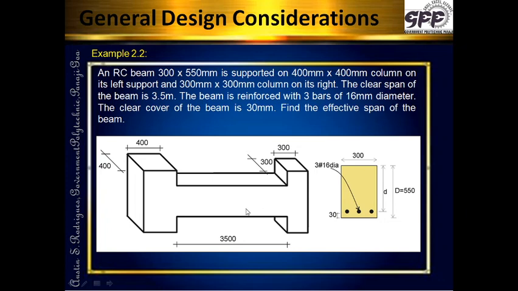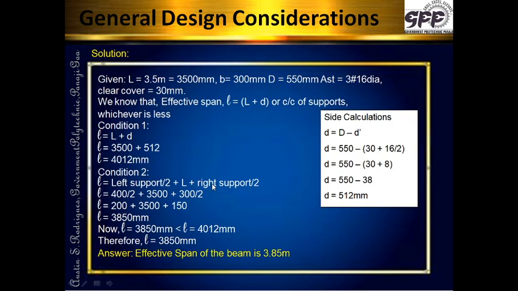As we have said earlier, there are two conditions in this. One is the clear span plus the effective depth. The second one is the center to center distance between the supports. Whichever is less becomes our effective span. How do we solve it? Let us have a look.